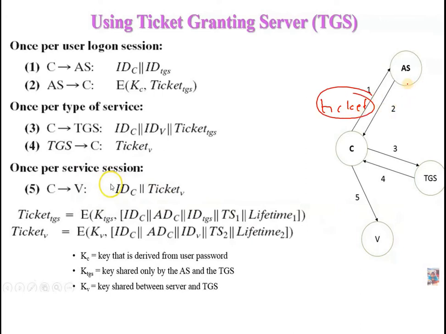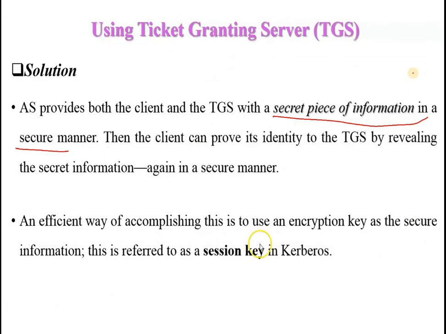Because this ticket is sent back to the client in the second step, in the middle the attacker can attack the ticket itself. We do not want the attacker to attack that ticket and get the information. So what do we need to do for that? We have a solution. AS provides both client and TGS, and along with that, it has to provide a secret piece of information in a secure manner.